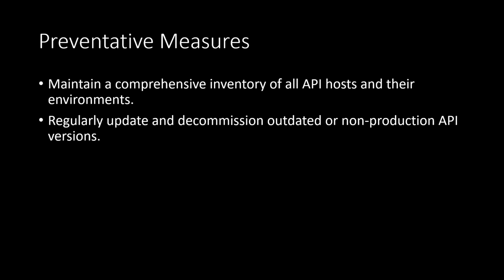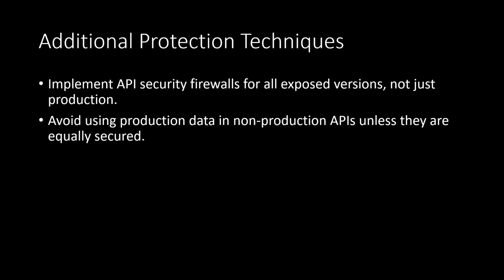Preventing improper inventory management involves maintaining a comprehensive inventory of all API hosts and their environments. Regularly update and decommission outdated or non-production API versions to ensure they are not vulnerable to attacks. Additional protection techniques include implementing API security firewalls for all exposed versions, not just the production ones. Avoid using production data in non-production APIs unless they are secured to the same level as the production environment. Onwards to the next and also the last risk from the list.